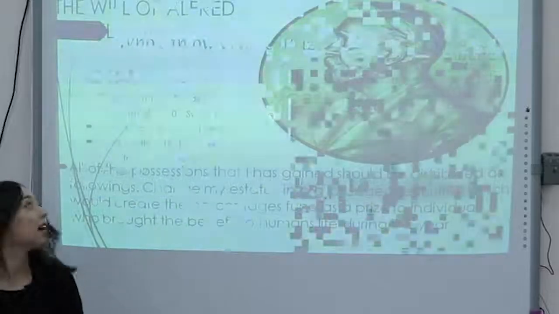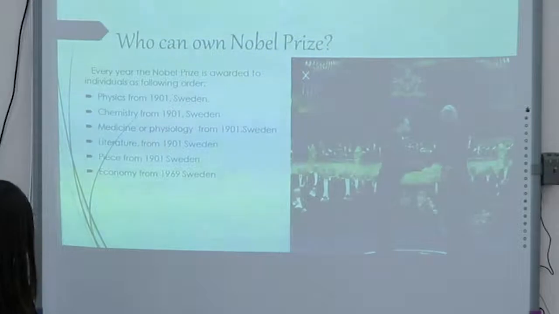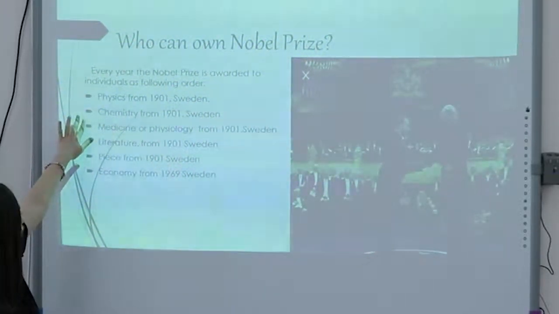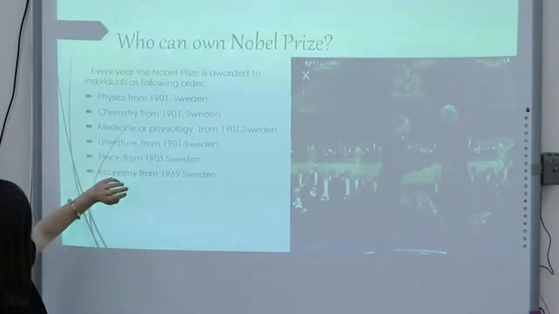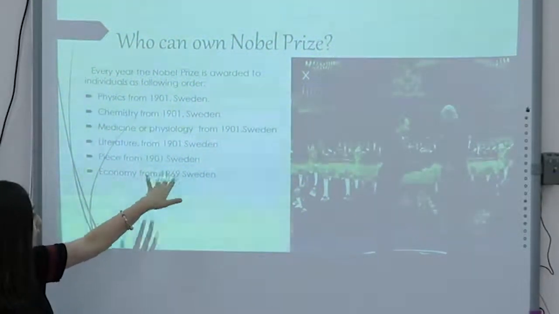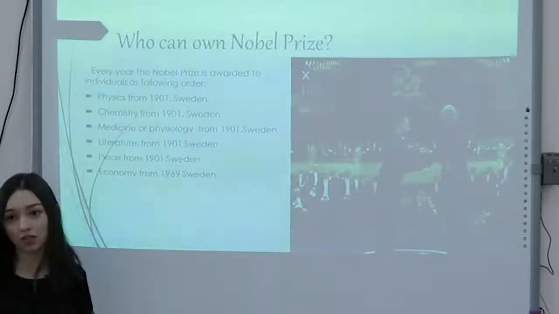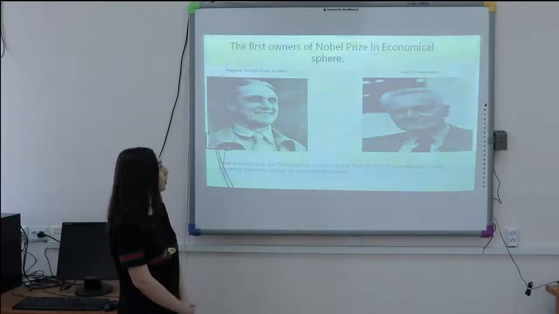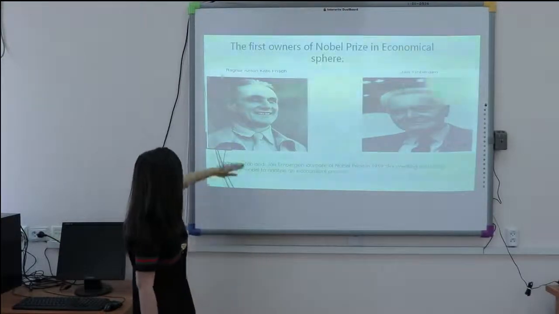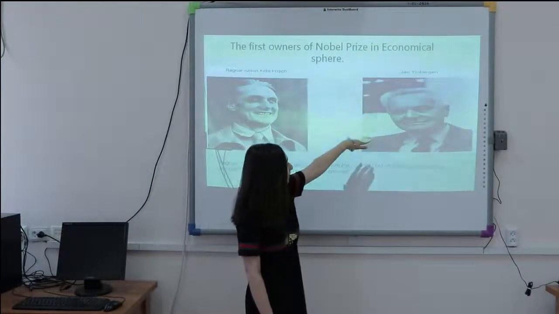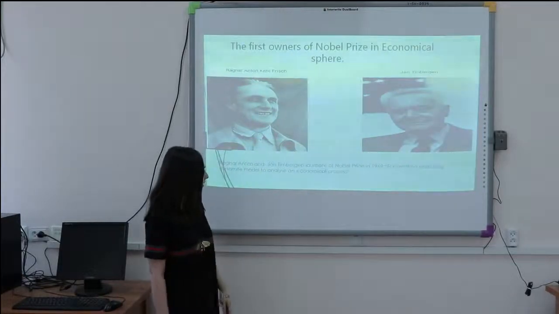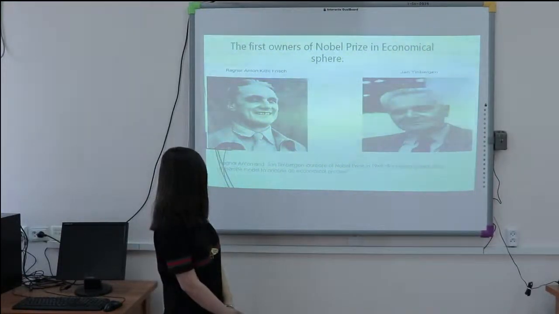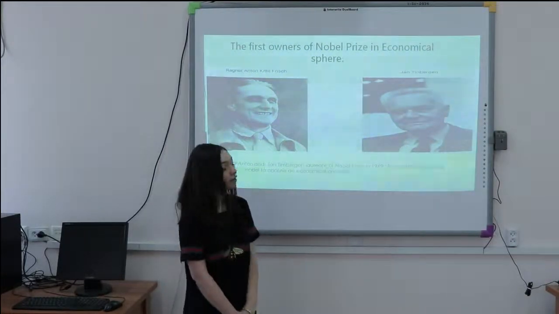So, who can win the Nobel Prize? Every year, the Nobel Prize is awarded to individuals in the following order. First, physics. Second, chemistry, medicine or psychology, literature, peace, and from 1969, economics was also added. Here are the first owners of the Nobel Prize in the economic sphere. Ragnar Frisch and Jan Tinbergen. They won the Nobel Prize in 1969 for creating and using a dynamic model to analyze economic processes.